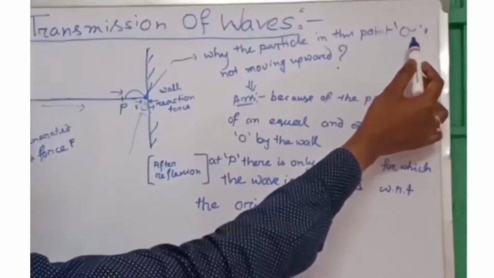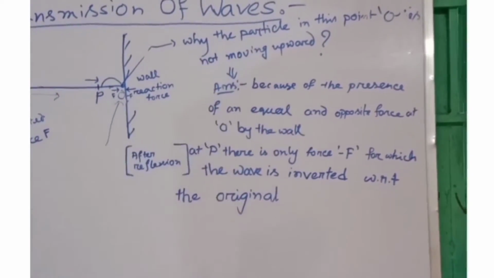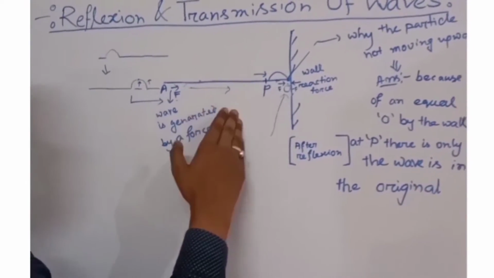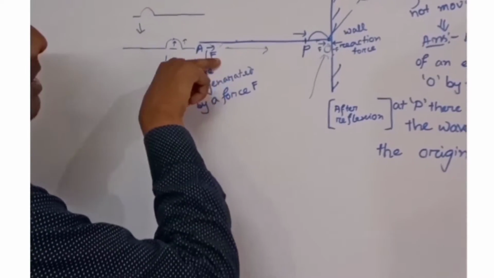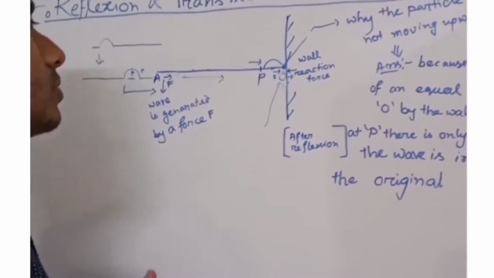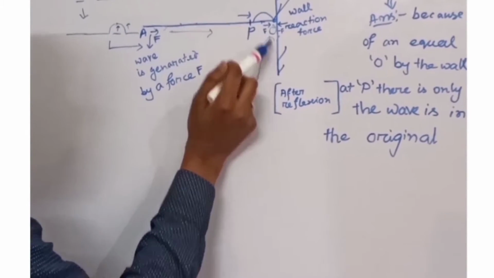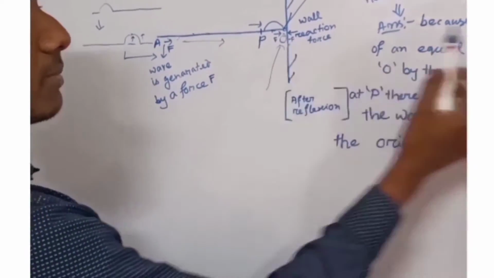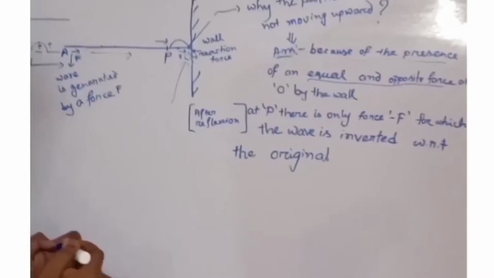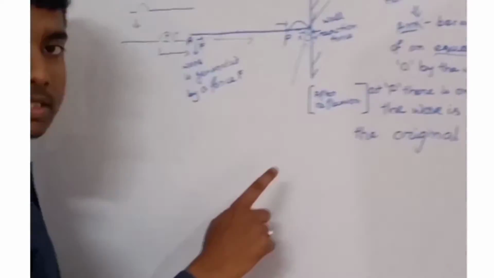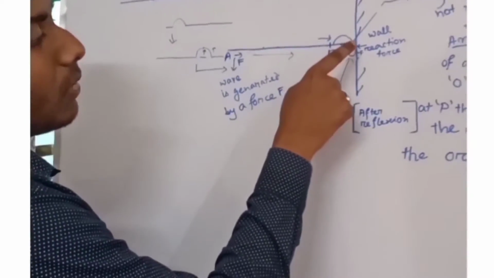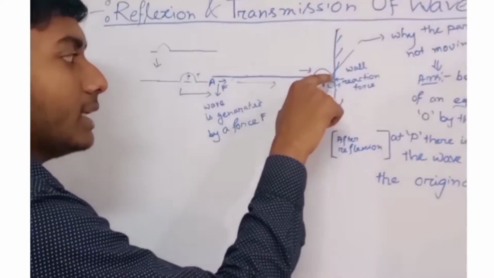So why is the particle at point O not moving upward? As a reason, we can state that at the point O there is a force F, which I stated first. There is a force F from left to right at the point O, and there is also another equal and opposite force created by the wall at the same point O. So at point O the net force is 0. That is the reason why the particle at O is not moving either upward or downward. The particle is in a static position.